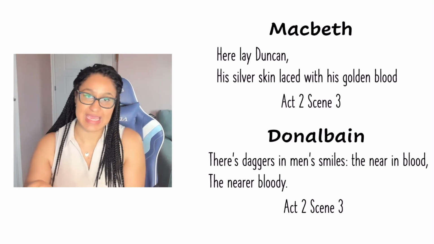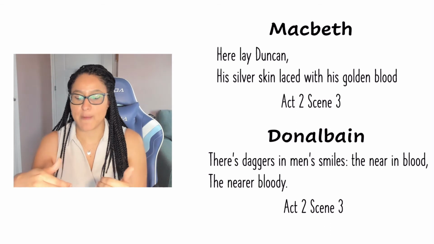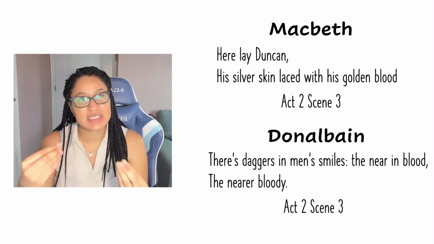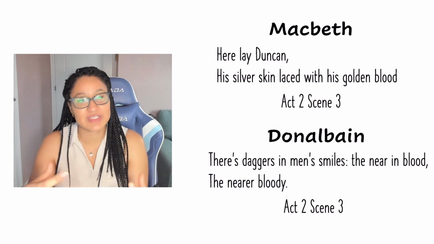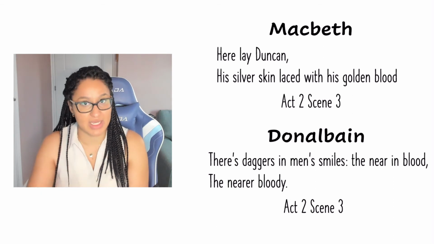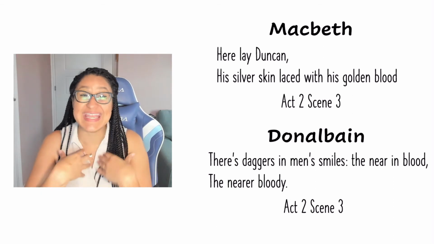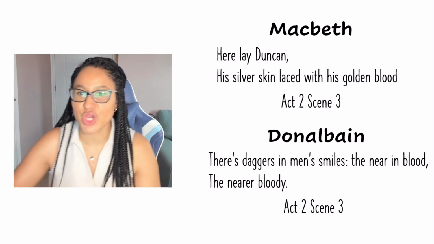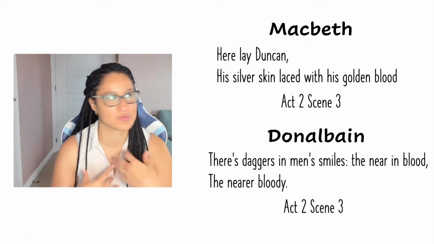So in this case, the image of blood is about this idea of first of all, like his goodness, his purity, his morality, his high value and significance in society, as exemplified with the metaphor of golden blood. But also blood representing this idea of who you are innately. Like, King Duncan was just a good person right inside of him, as well as what he looked like from the outside.